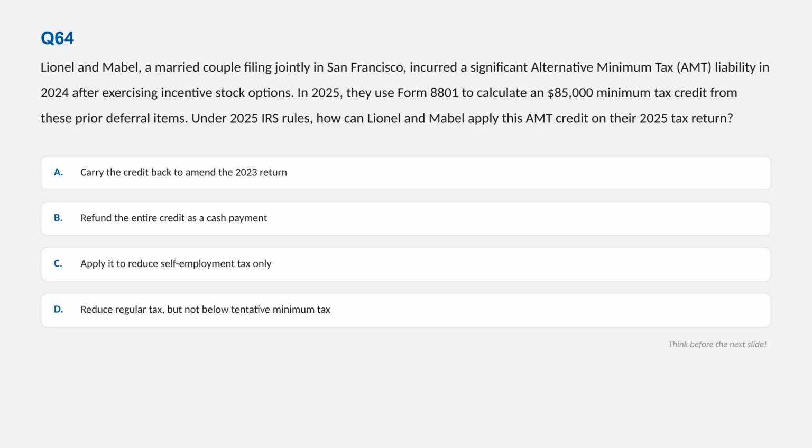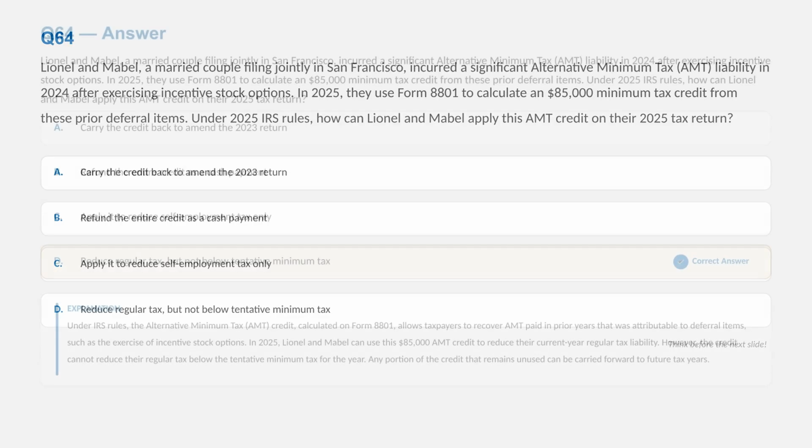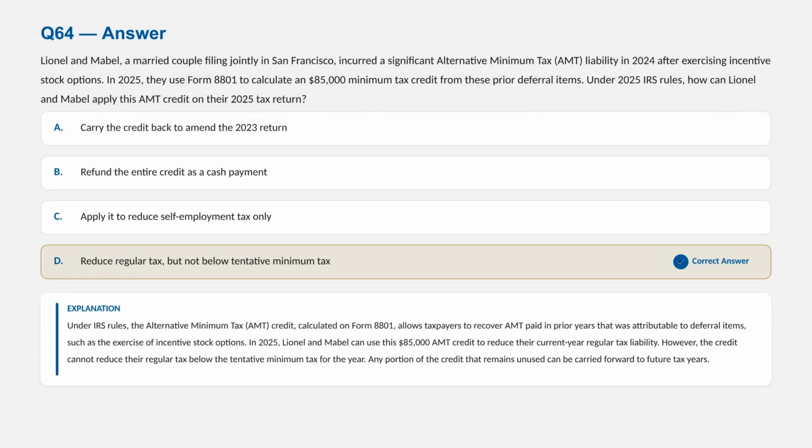A. Carry the credit back to amend the 2023 return. B. Refund the entire credit as a cash payment. C. Apply it to reduce self-employment tax only. D. Reduce regular tax but not below tentative minimum tax. The correct answer is D. Reduce regular tax but not below tentative minimum tax.